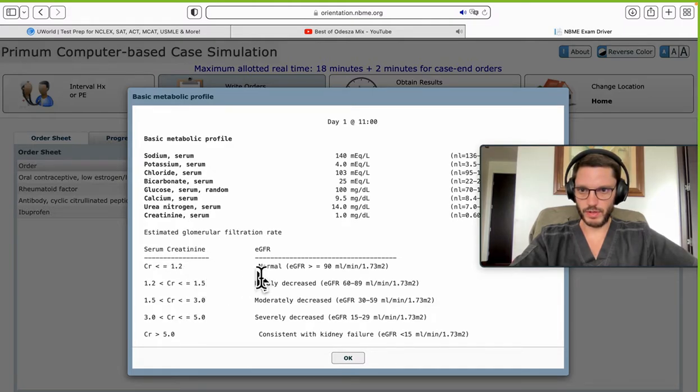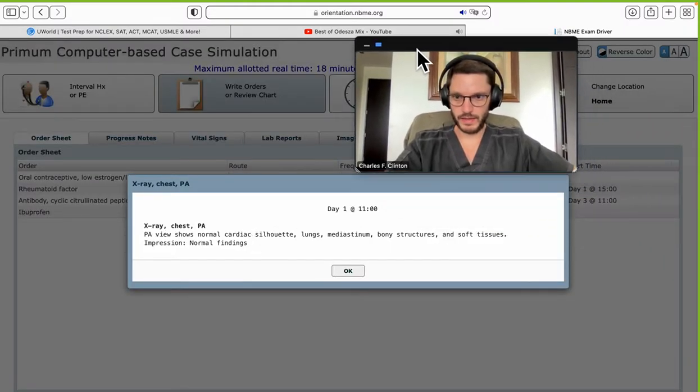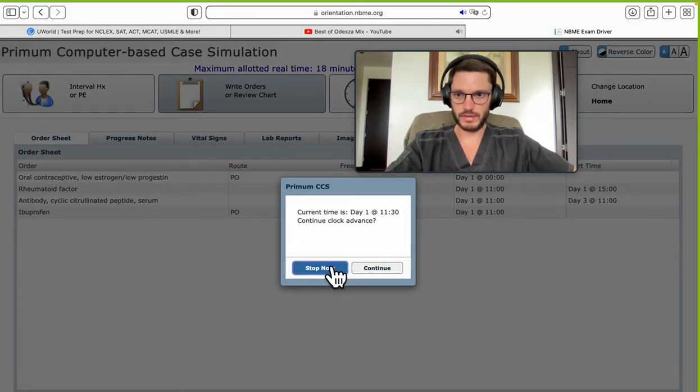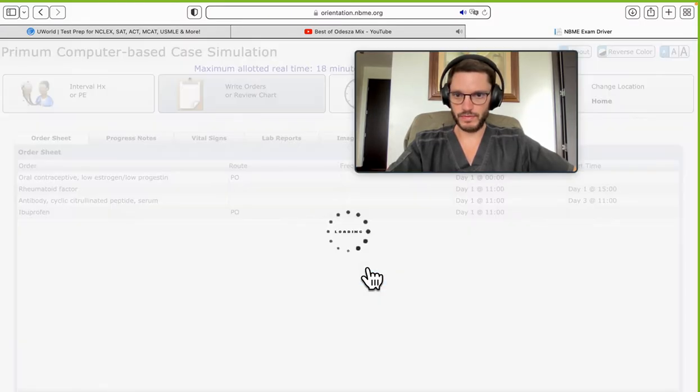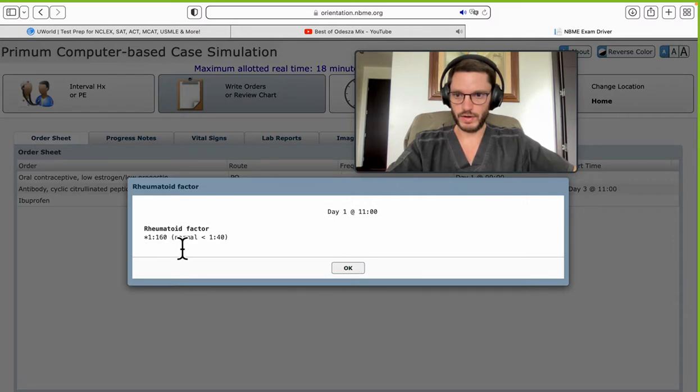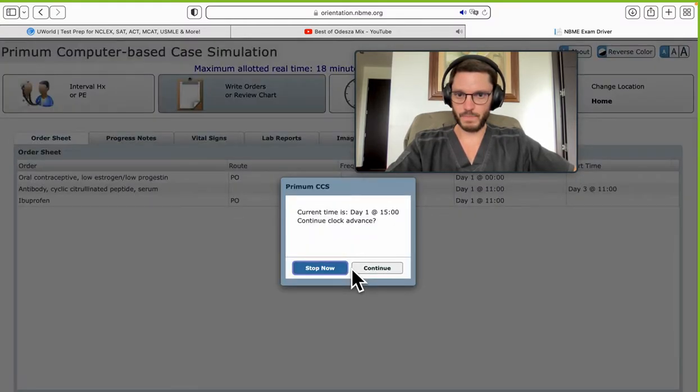Okay, creatinine normal. Okay, let's go in order. This looks normal. Glucose. Creatinine normal. Okay, we already saw that here. Creatinine is normal. Okay. PA view normal, cardiac impressions normal, normal findings. Continue. But we're waiting for the rheumatoid factor. 1 in 160. Normal is 1 in 40. So this is positive. Okay. Continue. Let's go see what else we have.